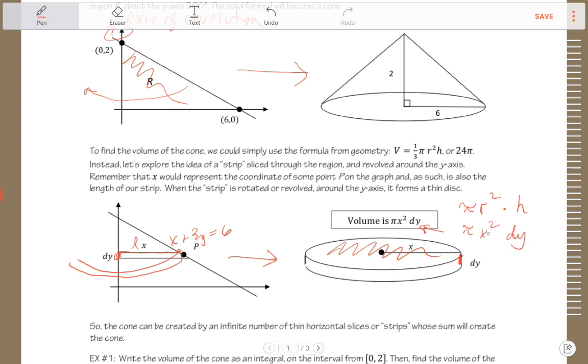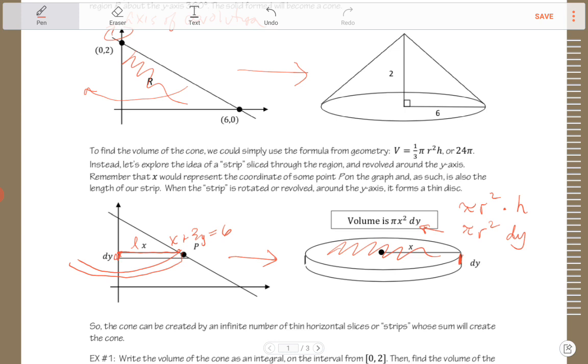Now, don't consider the x as the actual x value. The x is really represented by its radius. Maybe x is a bad way to write it. Let's just say pi r squared dy.